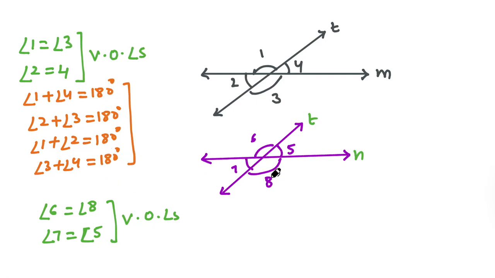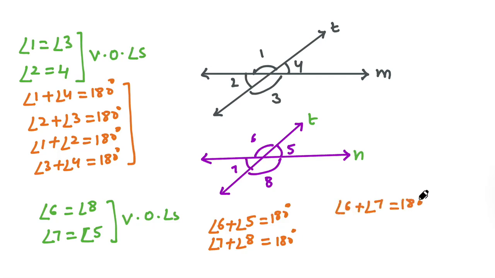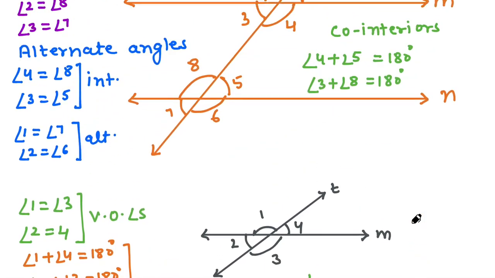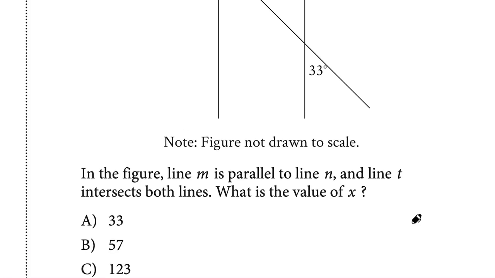Similarly, if you see the other pair, just guess: angle 6 plus 5 is equal to 180 degrees, and angle 7 plus angle 8 is equal to 180 degrees when the line is N. And when the line is T, angle 6 plus 7 is equal to 180 degrees, and angle 5 plus angle 8 is equal to 180 degrees. Now, if you are good with the properties, let's move to question number 3. But if you need to revise them, I would suggest you pause the video and write all the possible angles which we have discussed.